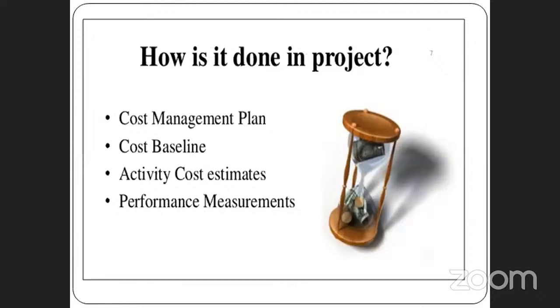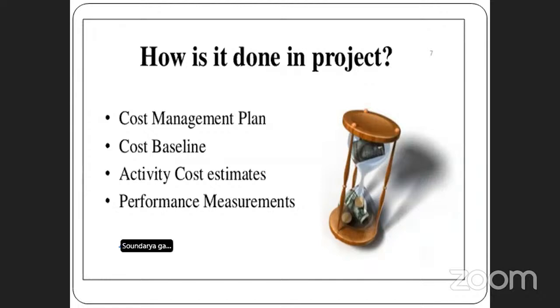Okay, next, how it is done in a project. First one is the cost management plan. I think you will be aware of this word, cost management plan. It's nothing but an outline of the project estimation. I already said I'm going to construct a house for 12 lakhs. So that is the outline of my project estimation. That is the cost management plan.